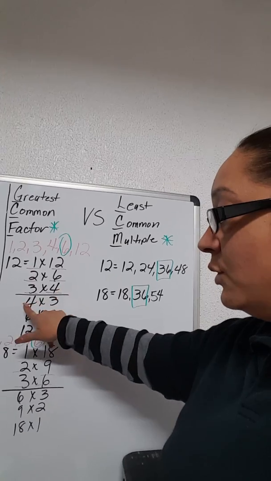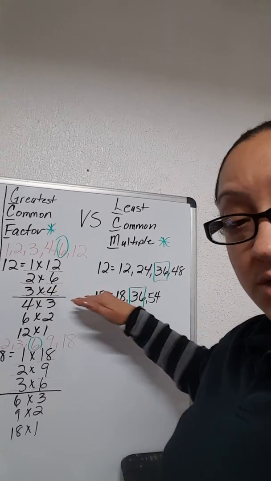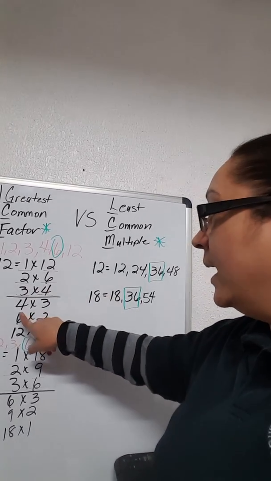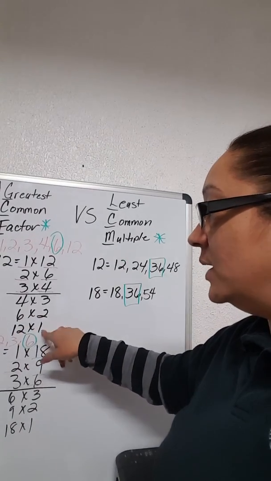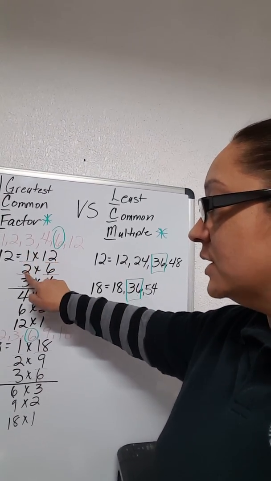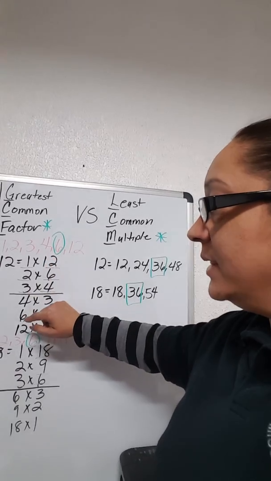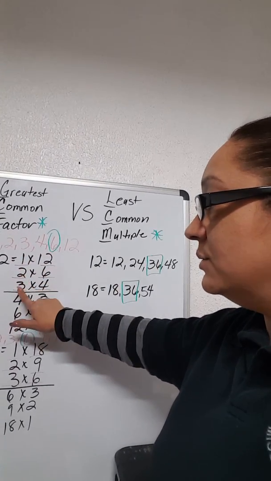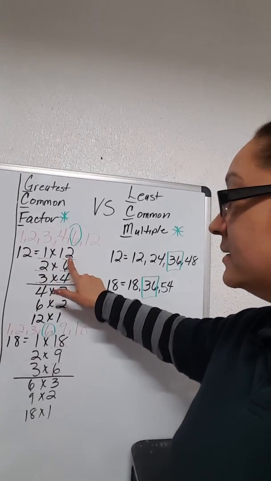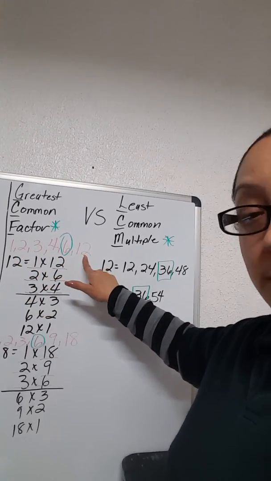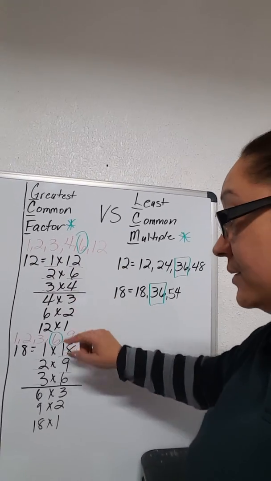So then 3 times 4 and then 4 times 3. I just drew a line under there for the visual. 6 times 2 and 12 times 1. I draw the line and I usually make a U shape, and that lets me know. So I have 1, 2, 3, 4, 6, and 12. And I wrote those up there. Those are your actual factors.